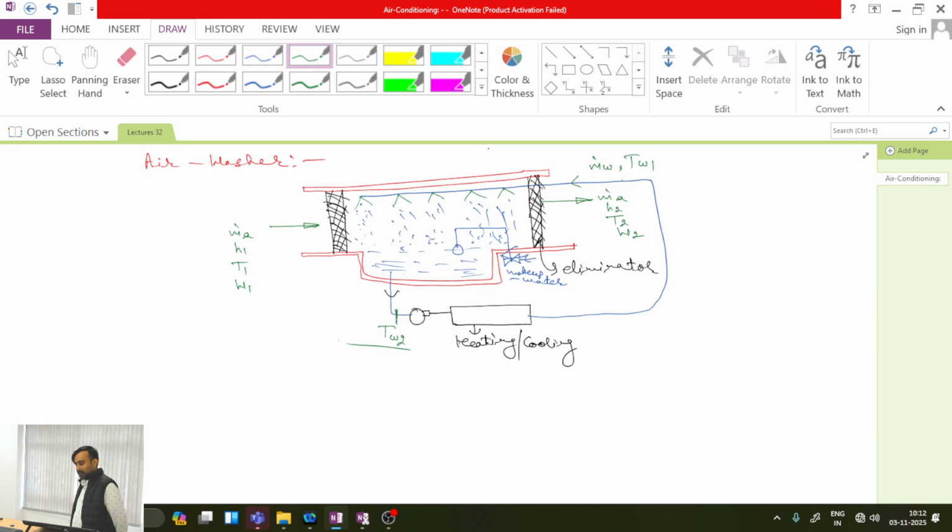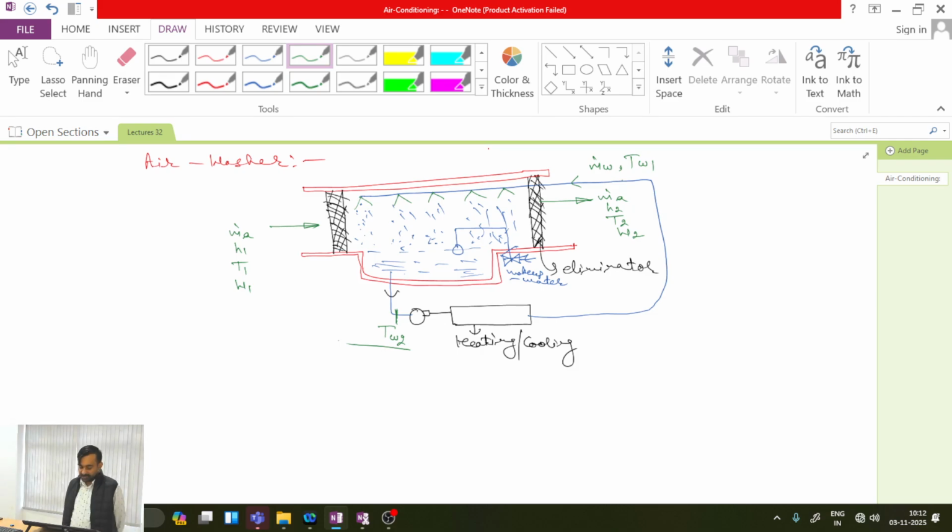Is this one clear? This particular device is called an air washer. Now, depending upon the different temperature conditions, whenever we do the analysis, we will find that we can achieve different processes with the help of this single device.